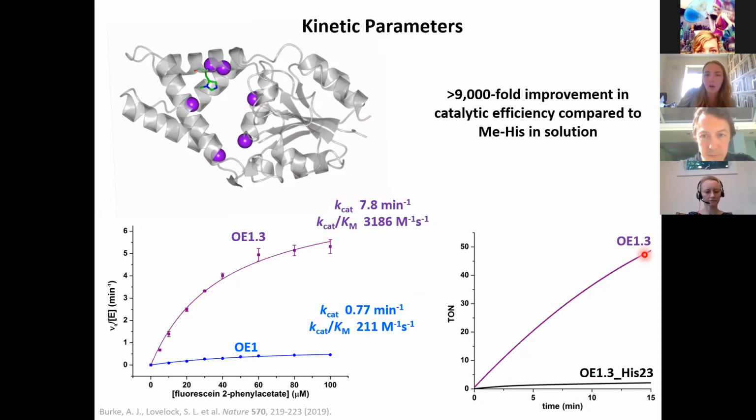And we also see that OE1.3 is 9,000-fold more efficient compared to the free methylhistidine amino acid in solution. So this highlights the benefits of installing these small molecule organic catalysts into tunable protein scaffolds.